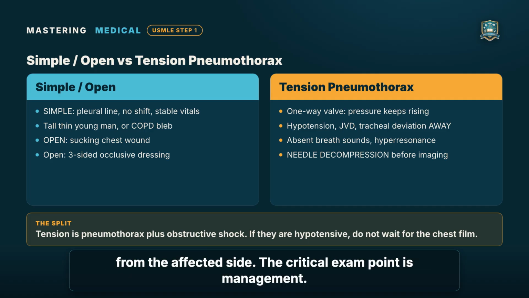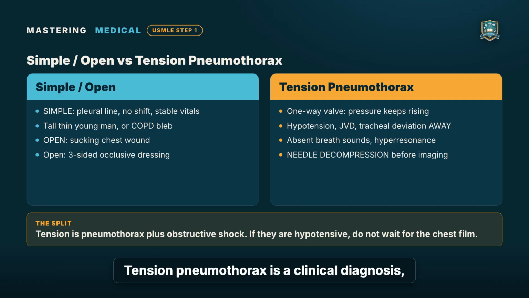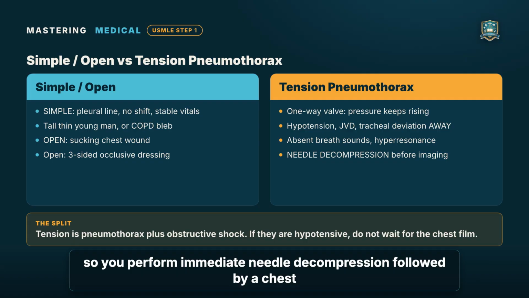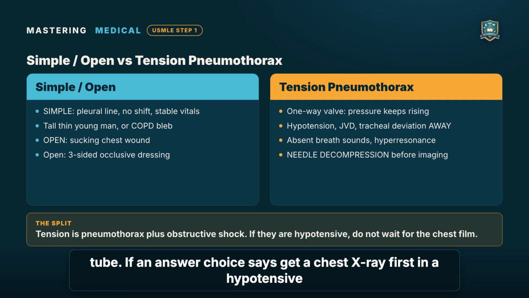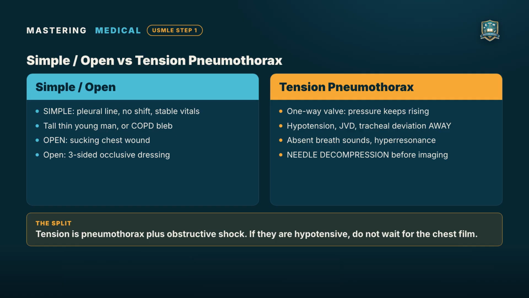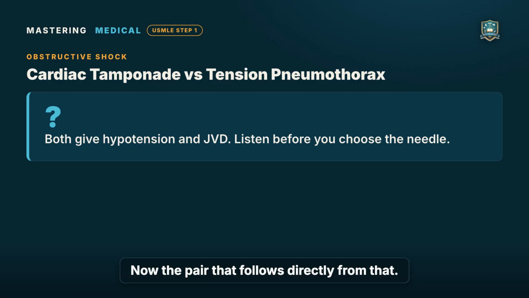The critical exam point is management. Tension pneumothorax is a clinical diagnosis, so you perform immediate needle decompression followed by a chest tube. If an answer choice says get a chest x-ray first in a hypotensive patient, it is wrong. Now the pair that follows directly from that.